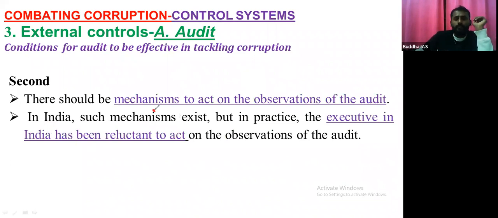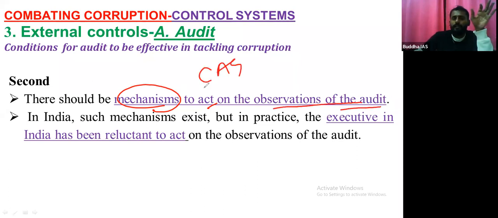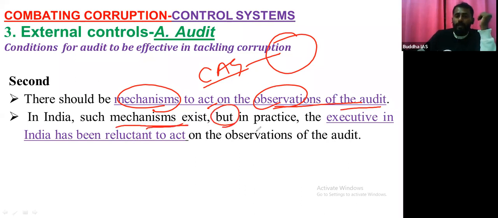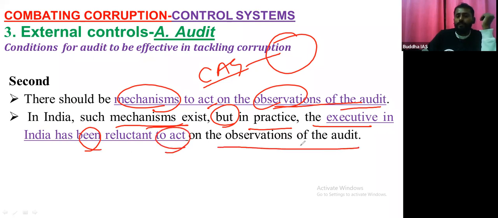Second, there should be a mechanism to act on the observations of the audit. So, say for example, CAG has come up with a report. But what if there is no mechanism with respect to acting on the findings? There should be a mechanism to act on the observations or findings of the audit. In India, such mechanisms exist, but in practice, the executive in India has been reluctant to act on the observations of the audit.